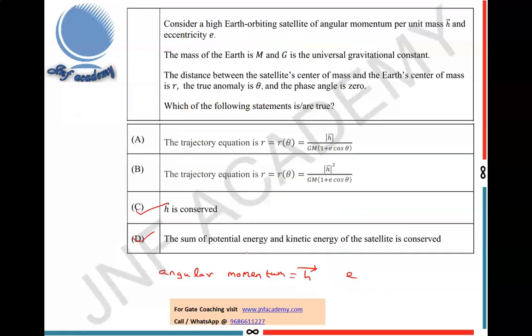So if you go here, it is very clear, option B, right? The difference between option A and B is only the square. So we all know that, so option B is the right answer. So B, C, D, all of them are correct. So the answer is B, C, D. All of them are right.